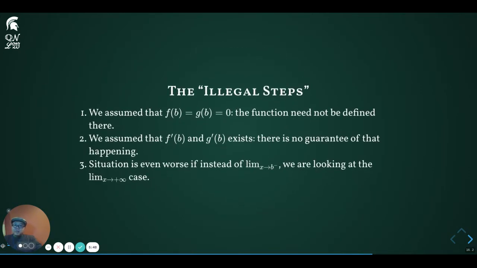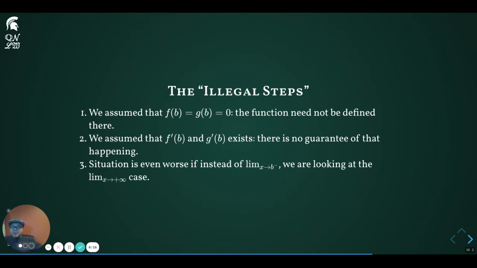So why is the previous slide illegal? Firstly, the functions need not be defined at b, and we made no assumption that their derivatives exist at b either. And the situation is even worse if we were looking at the infinite case, instead of the case of the limit going to b from below. In the infinite case, the difference quotients don't even make sense.